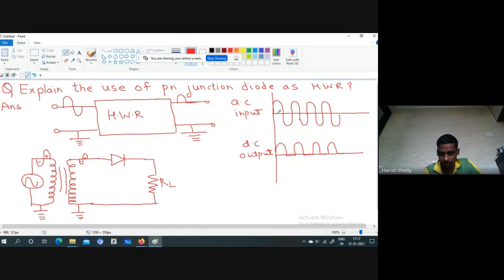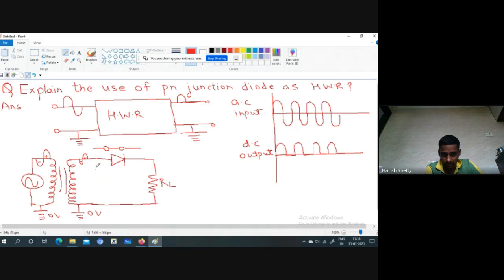You can see during the first half of the AC input, our diode is forward biased. Forward bias means this is getting more voltage. This is the anode, it is getting high voltage as compared to the cathode. The cathode is getting 0 volt over here, that is, it is grounded. So therefore the diode is forward biased, and since it is an ideal diode, it will work like a closed switch. That means there will be no drop of voltage across this diode. It will allow the current to flow over here.